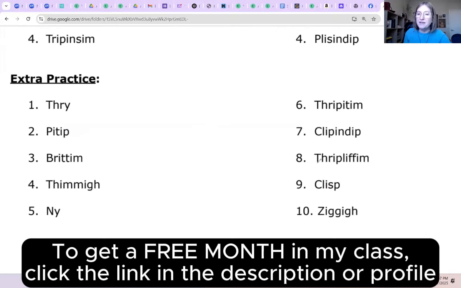So here we have a digraph blend. Actually, I'm going to let you try this one on your own, and then I'll come back after and make sure that you pronounced it correctly.